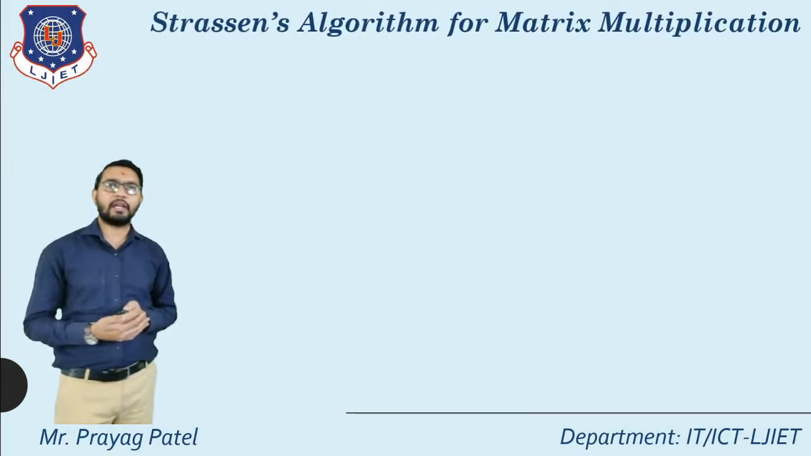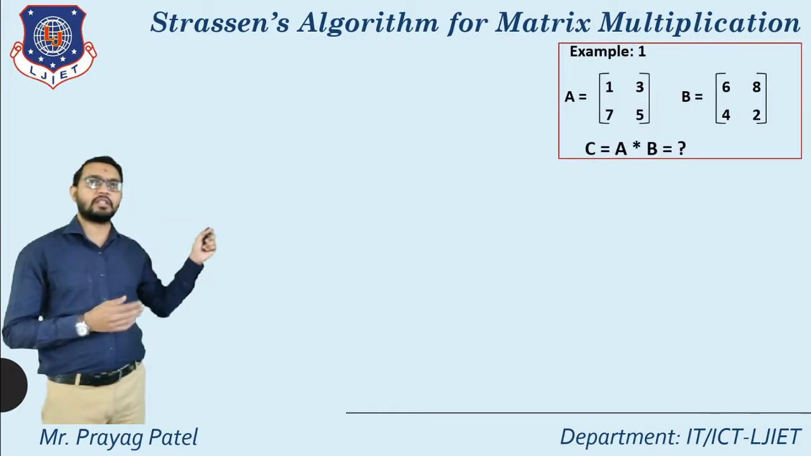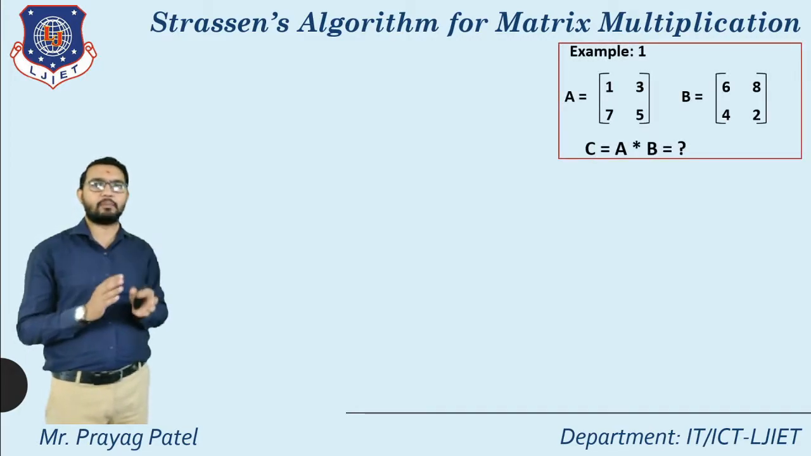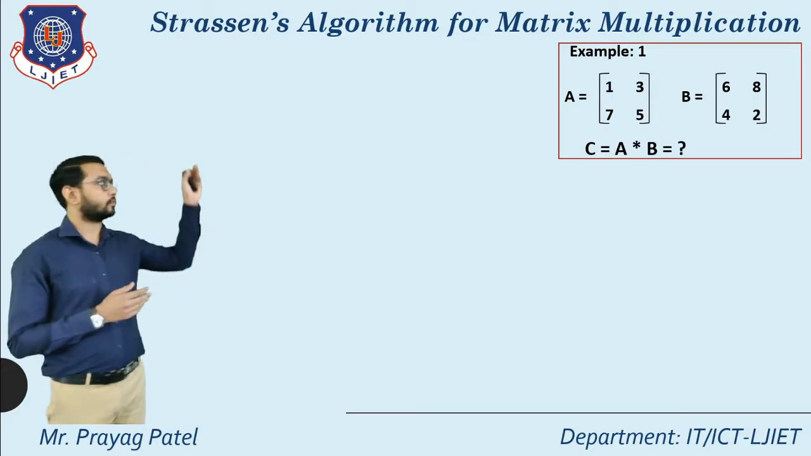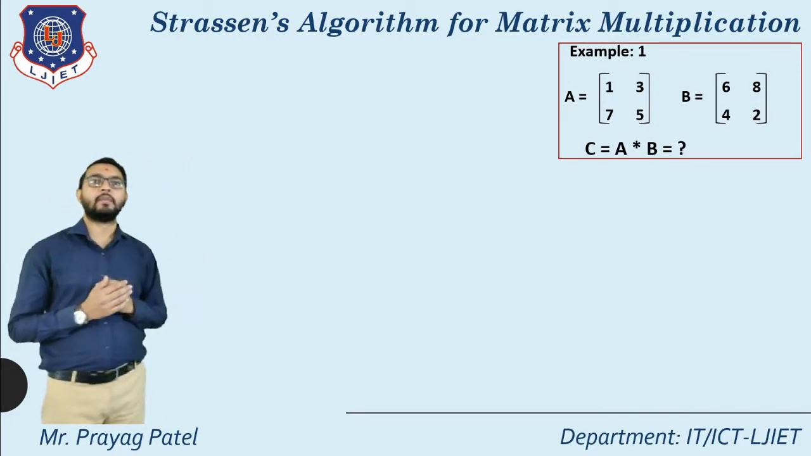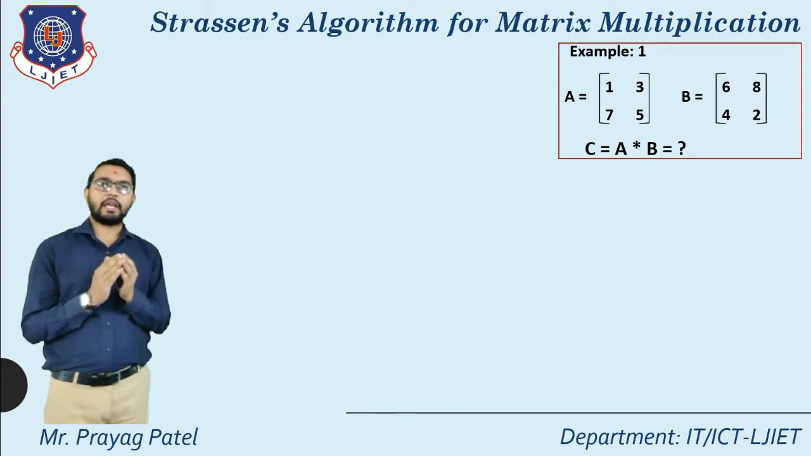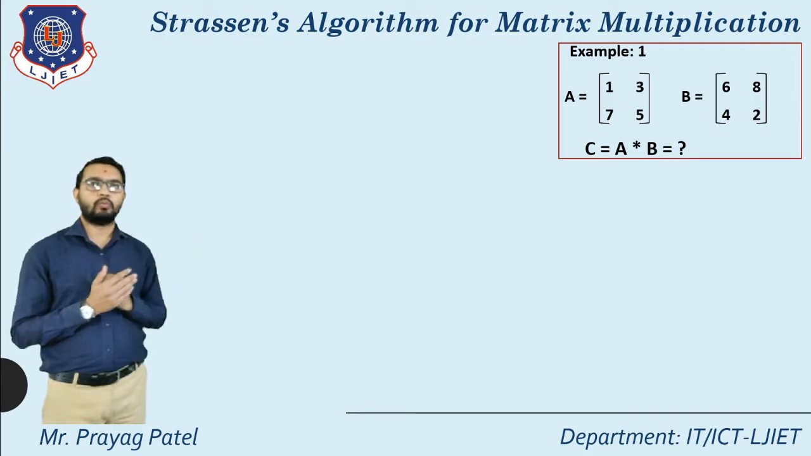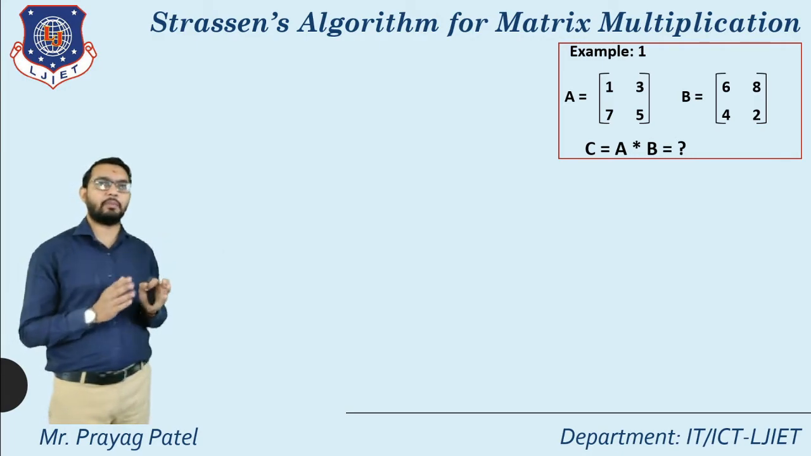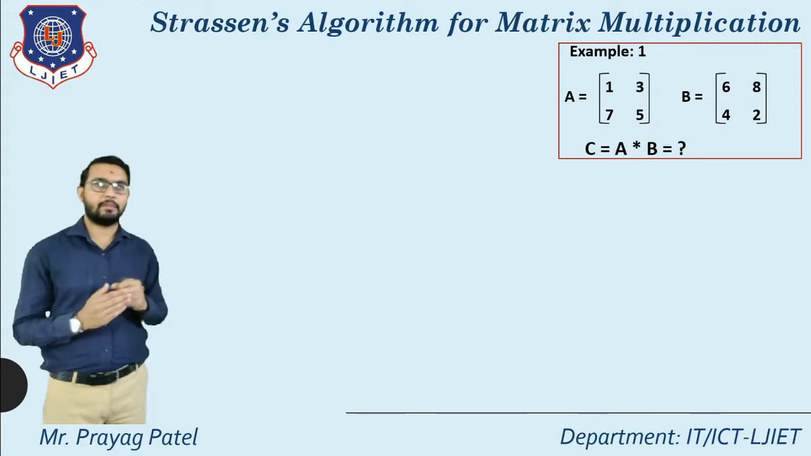Now according to the second equation pair, we consider one example and solve it using Strassen's algorithm for matrix multiplication. First, matrix A is example number 1. A equal to 1 3 7 5, B equal to 6 8 4 2. Now C equal to A multiply B. What is the answer of C?